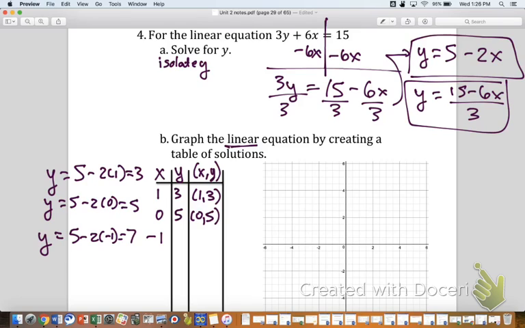7, yes. Negative times negative is a positive, right? So it's 5 plus 2. All right, so my third point would be -1, comma 7. And unfortunately, that's off the graph, isn't it? But we'll make it work.